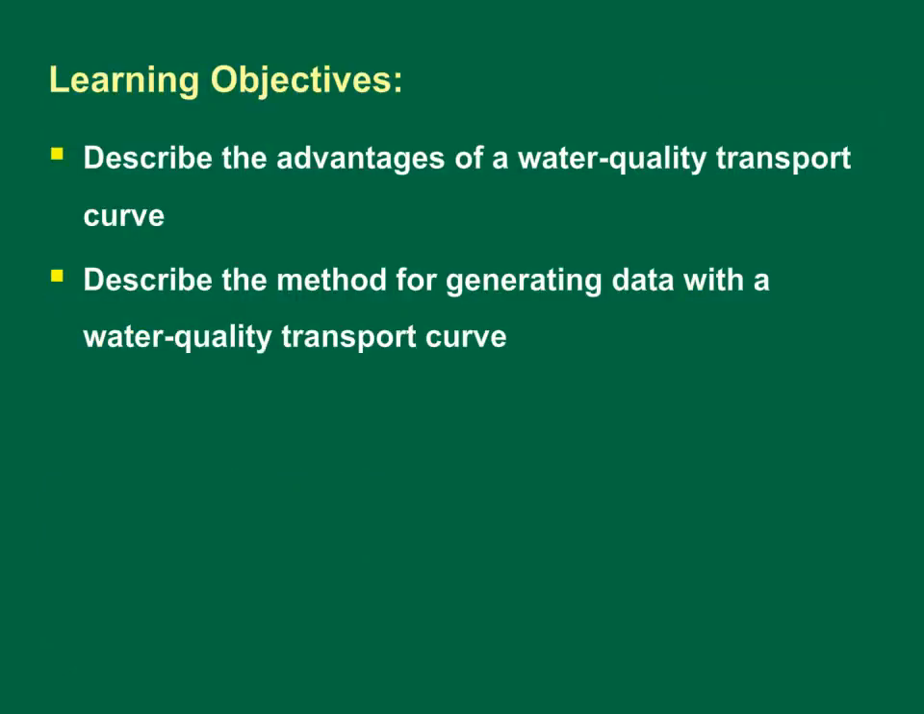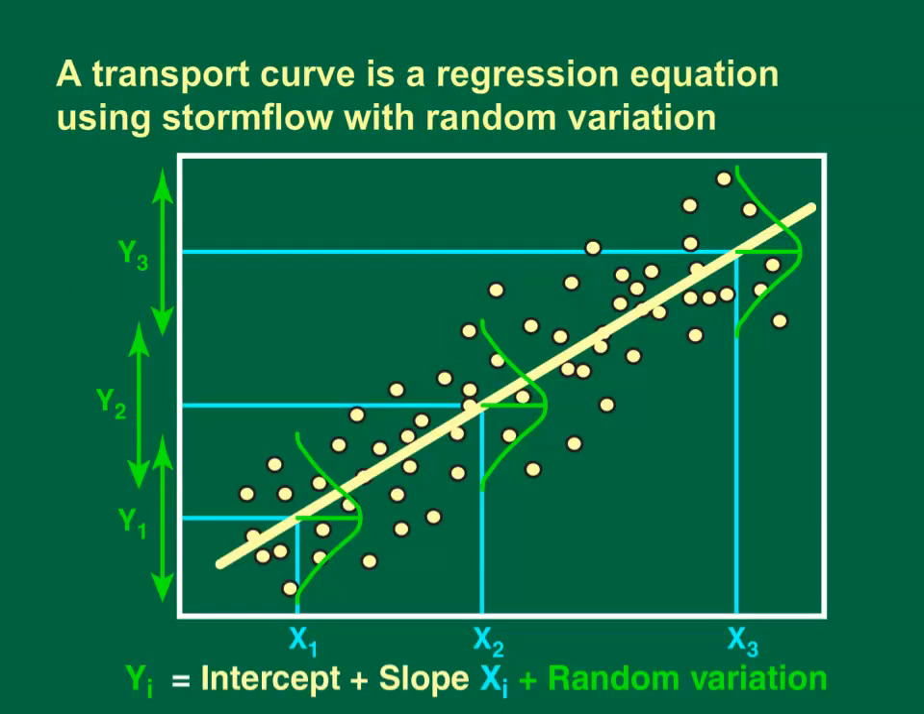This module has 2 learning objectives. We will learn to describe the advantage of a water quality transport curve and describe the method for generating data with a water quality transport curve. A transport curve is a regression equation using stormflow as the predictor variable to simulate concentrations with random variation around the line. This hypothetical graph shows a linear relation between the predictor x variable and the response y variable.